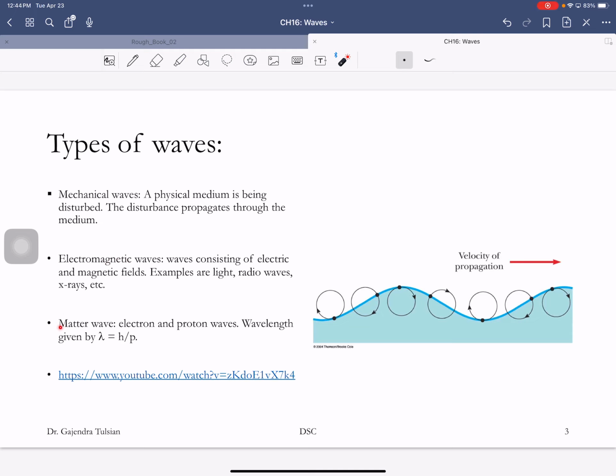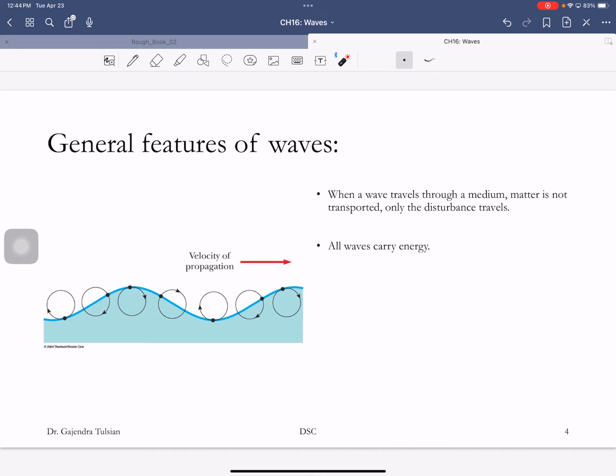Here's a different type of wave, something called matter waves. These are related to probability. It's a wave function associated with matter, and they're associated with probability. So they're a different kind of wave. And if we have time at the end, I'll show you a video that I want you guys to watch.